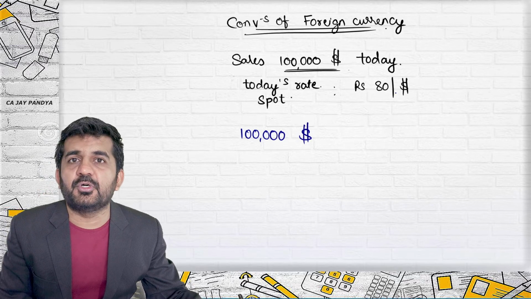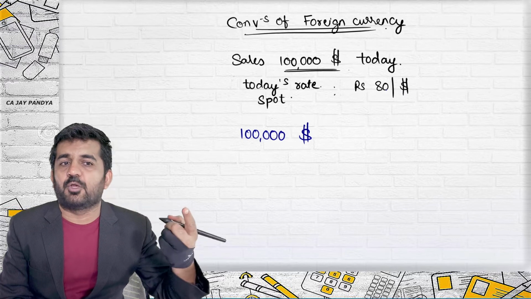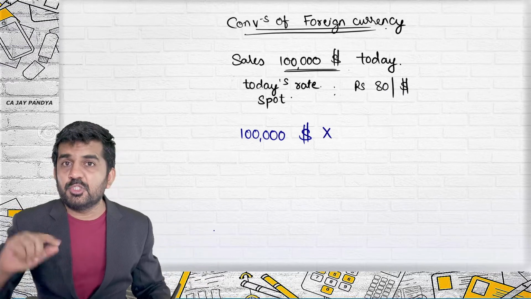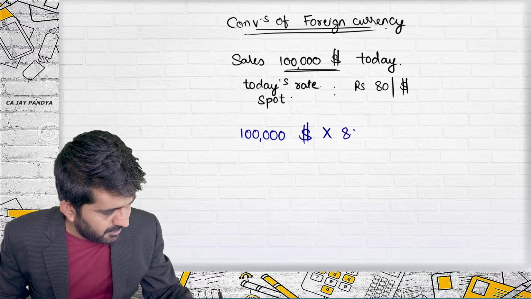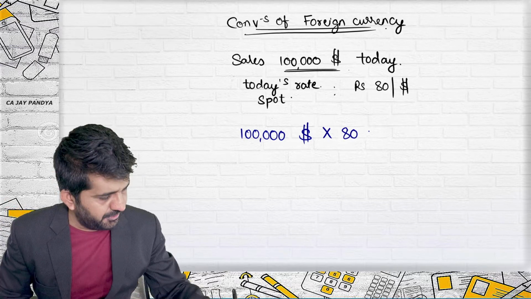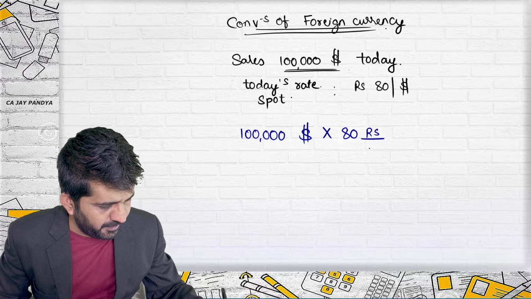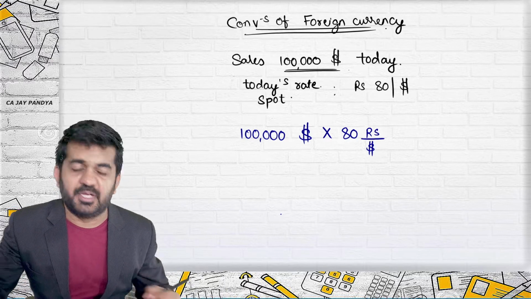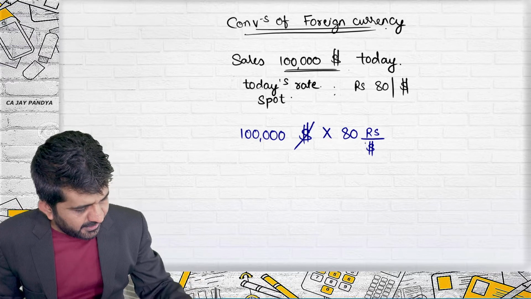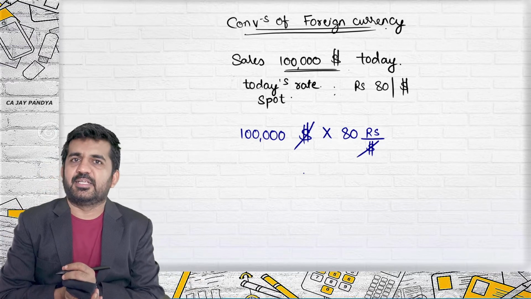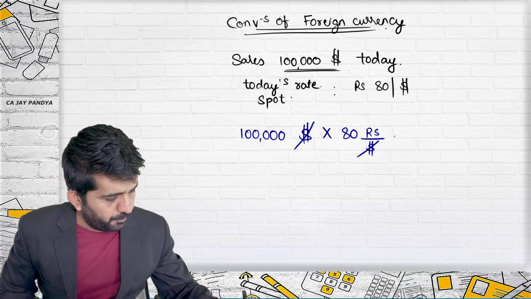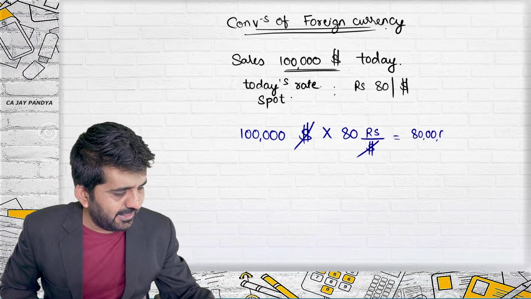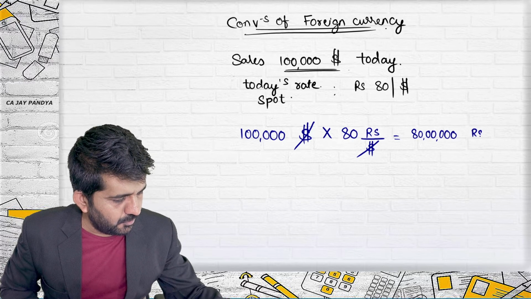80 rupees per dollar, which is nothing but a direct quote. So we can directly multiply it. Also understand mathematically. If I write 80 over here, what is 80? Rupees per dollar. Instead of per, I am writing denominator, in denominator dollar. Can dollar be cancelled? The answer is yes. What is remaining is rupees. 80 into 1 lakh is 80 lakhs rupees.